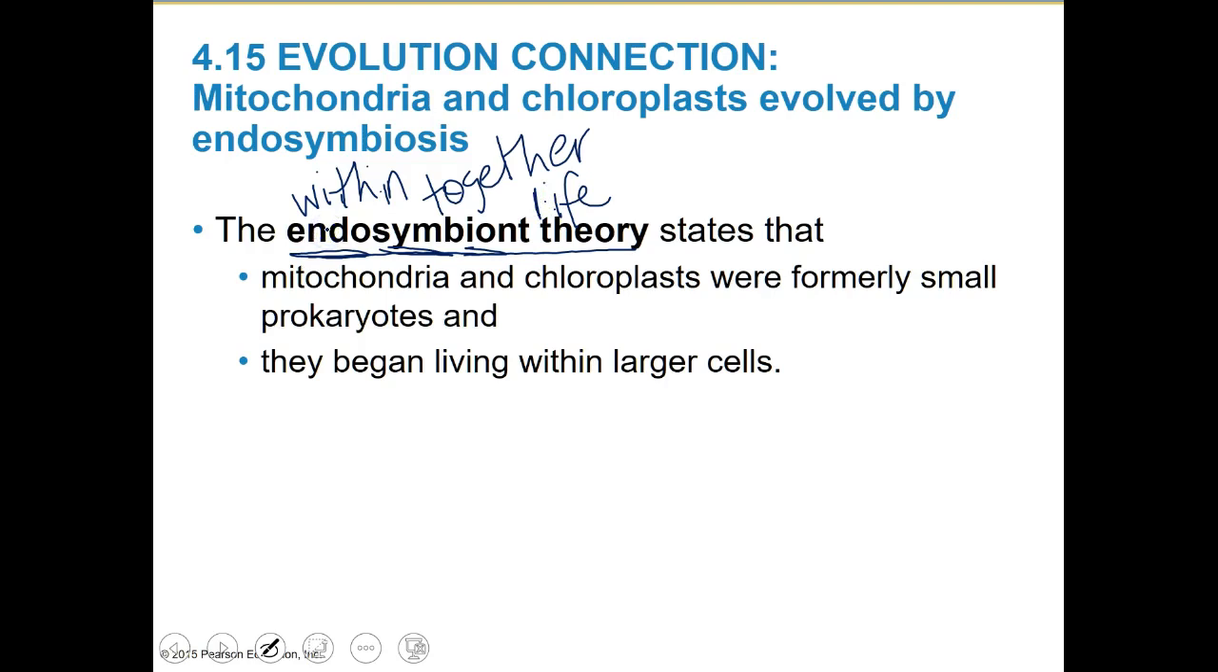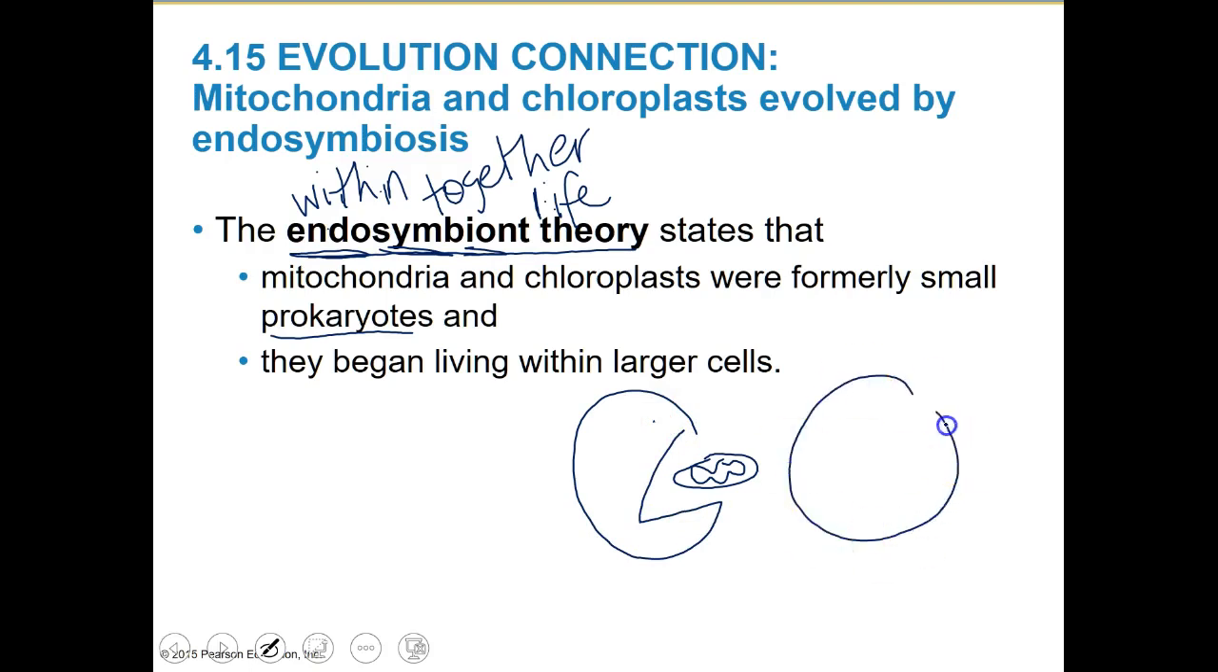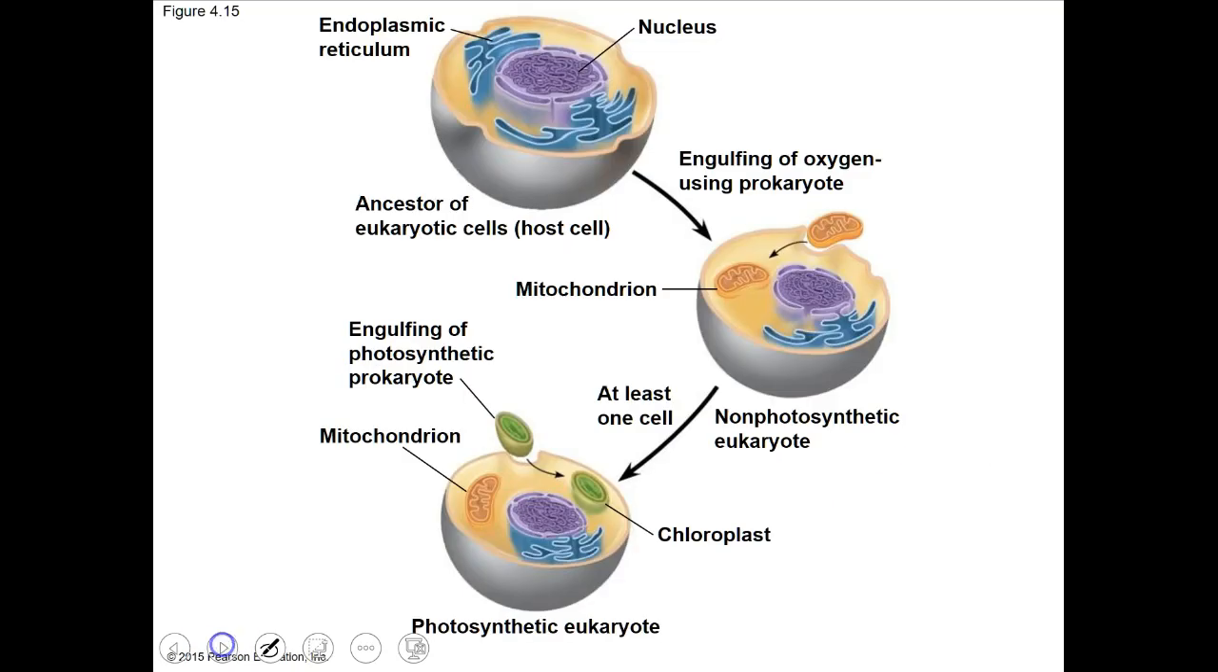You're like, what? Okay, so what it says is that mitochondria and chloroplasts were formerly small prokaryotes on their own, but they began living with larger cells. Basically, here's a little mitochondria, and then at some point, a bigger cell came along and ate it. It's like a Pac-Man cell. And then eventually it became a cell that had a mitochondria in it. He's still Pac-Man. There you go.